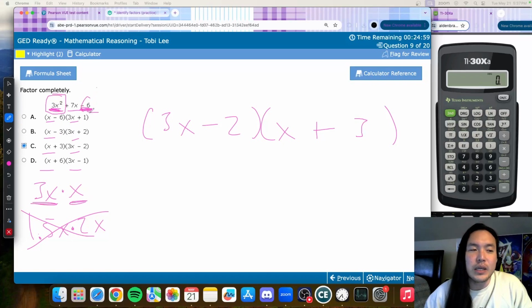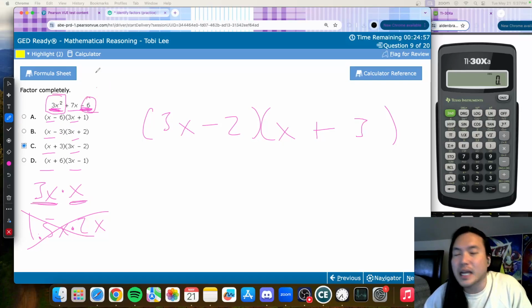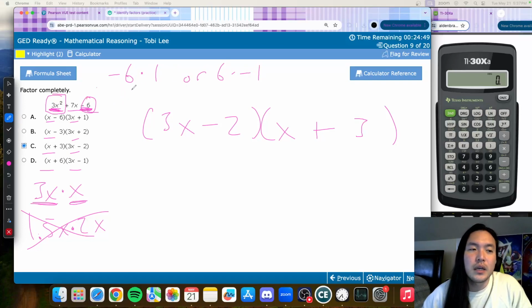And then here, the next thing that you want to think about are factors of negative 6. So negative 6 has obviously negative 6 times 1, or 6 times negative 1, or 3 times negative 2, or negative 3 times positive 2, excuse me.